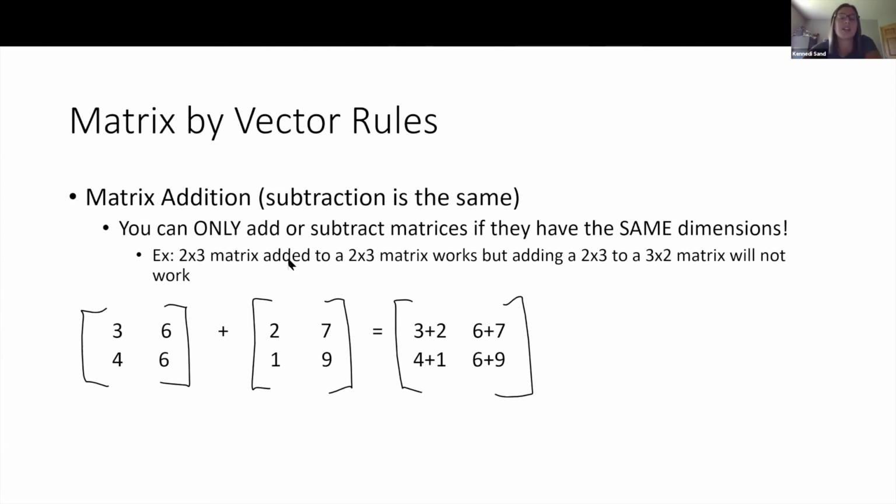Matrix addition and subtraction work similarly. You can only add or subtract matrices if they have the same dimensions. So you can add a 2 by 3 matrix to a 2 by 3 matrix, but you cannot add a 2 by 3 matrix to a 3 by 2 matrix. For adding, you take the first element in your first matrix and add it to the first element of your second matrix, and so on. The product dimension will be the same as the dimensions of your original matrices.